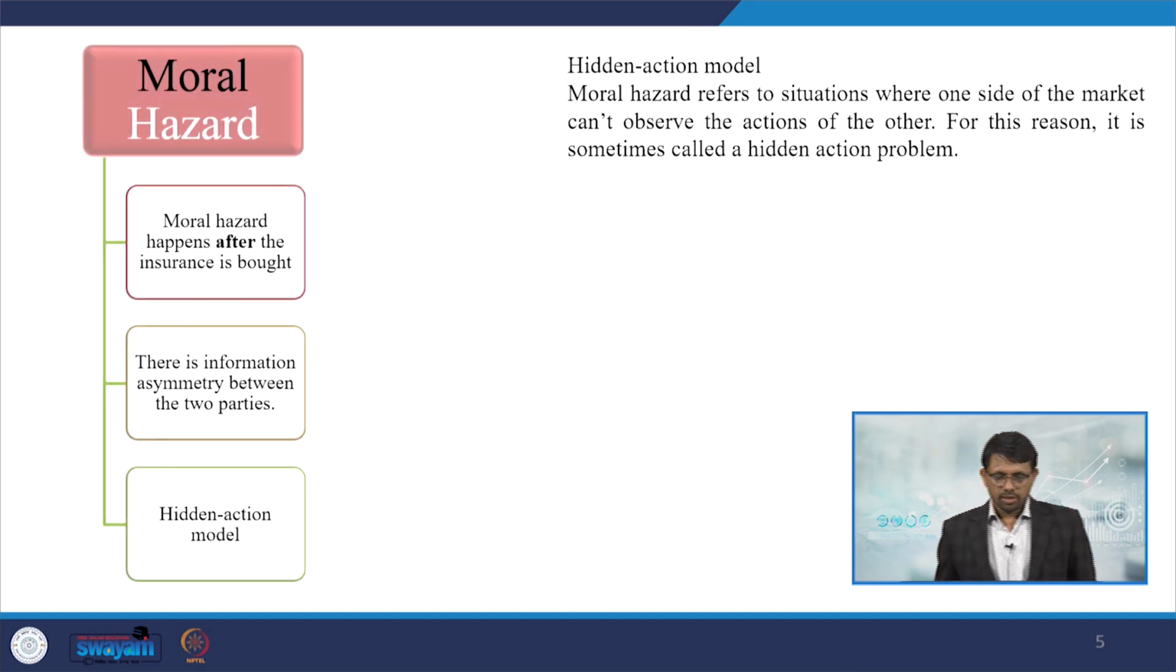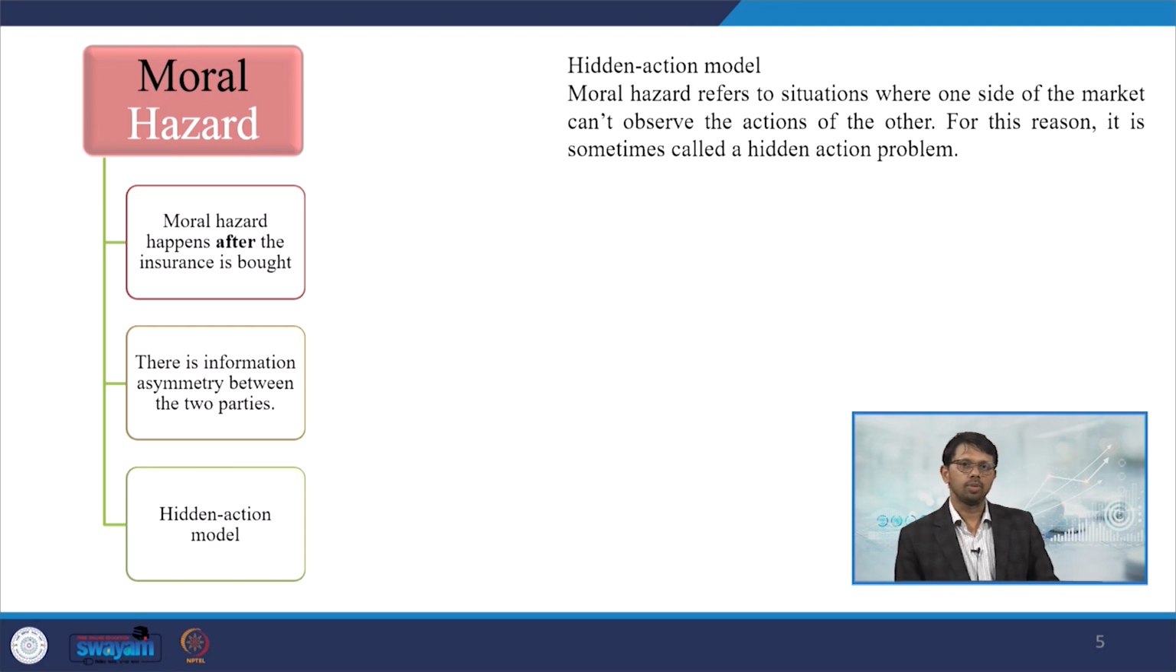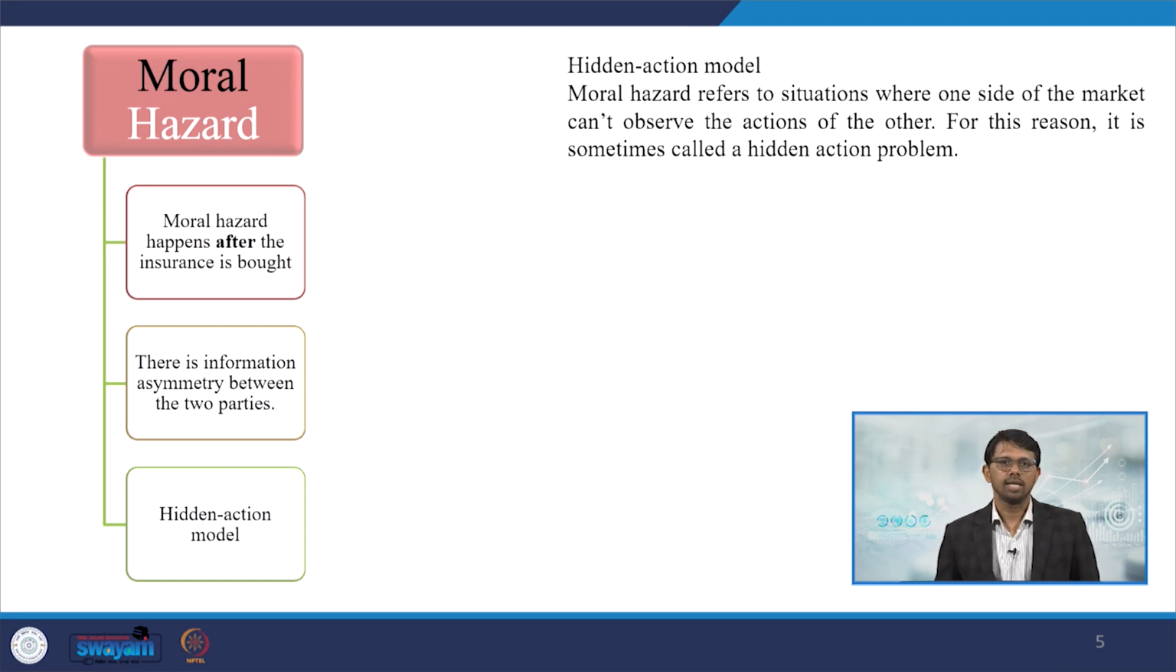Then the moral hazard problem is discussed, either after or before the event. It is called the hidden action model, and usually moral hazard happens after the insurance is bought. There is information asymmetry between the two parties, and hence it is called the hidden action model. So, in short, we already discussed this. Moral hazard refers to the situation where one side of the market can't observe the actions of the other. For this reason, it is sometimes called the hidden action problem.